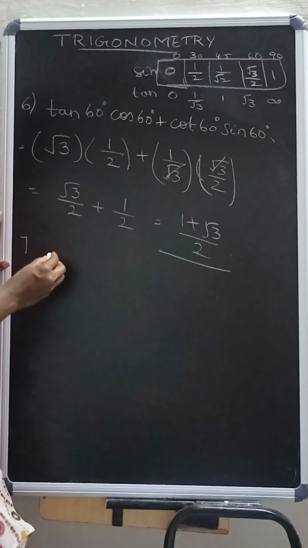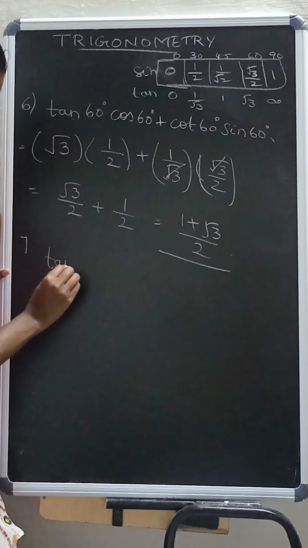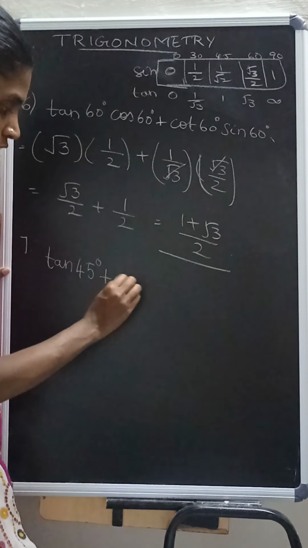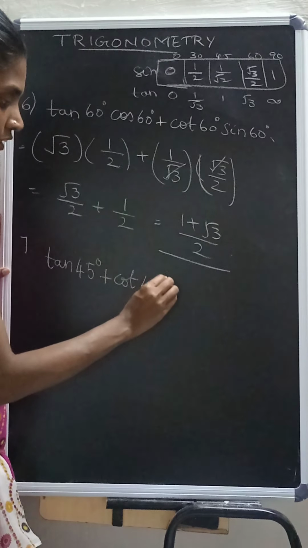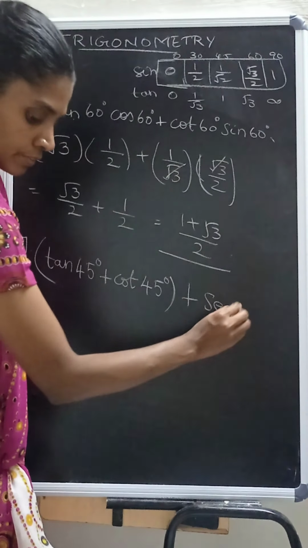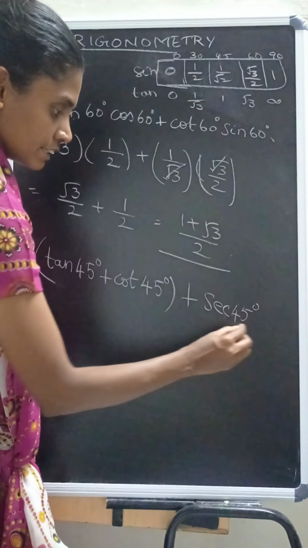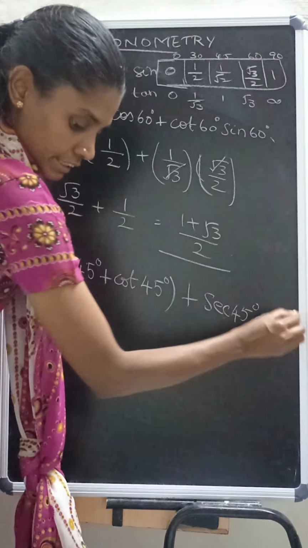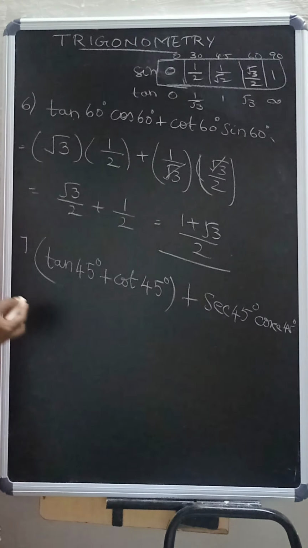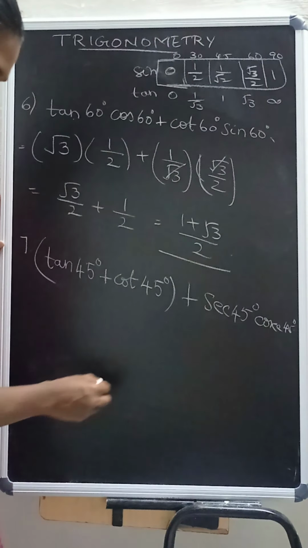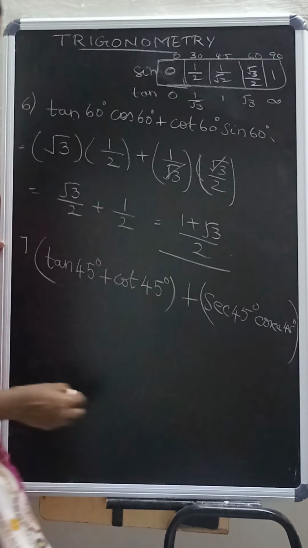Seventh one. Tan 45 degrees plus cot 45 degrees plus secant 45 degrees into cosecant 45 degrees. So we need to find the answer for this. Secant 45 into cosecant 45.